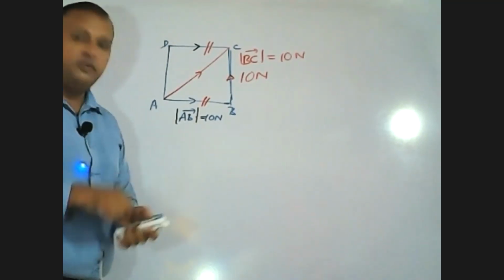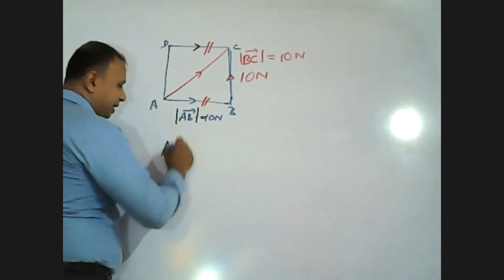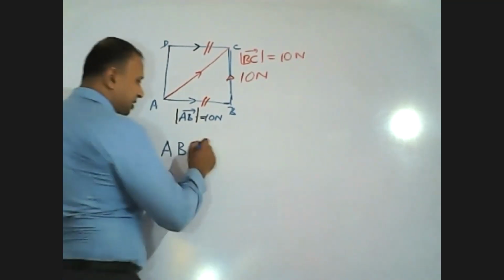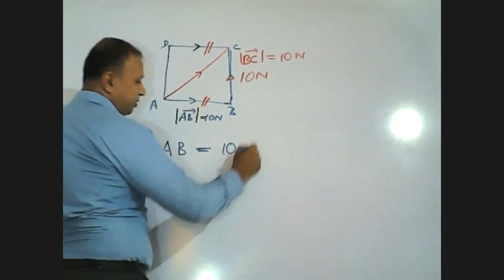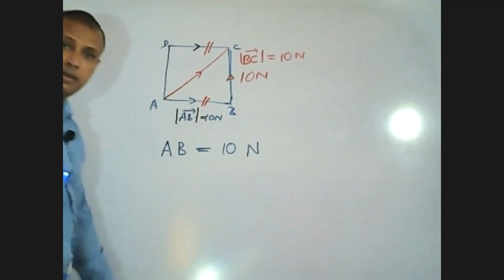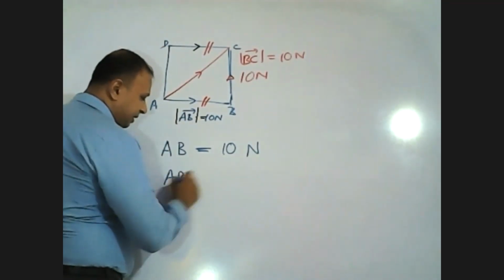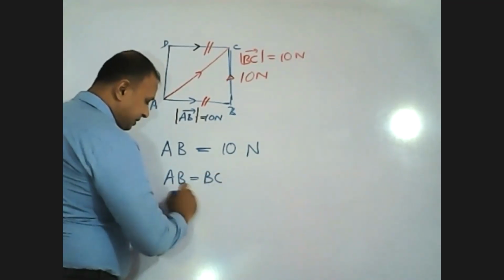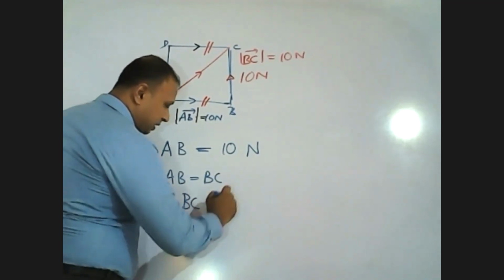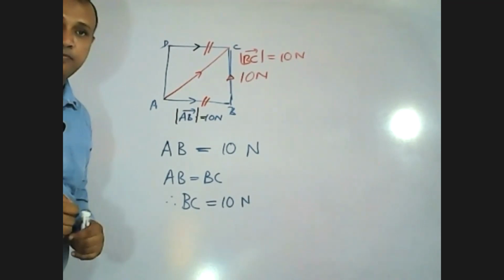Okay, we can write it as follows. AB length is equal to 10 Newton. Therefore, I can write AB length equals BC length. Therefore, BC length should be equal to 10 Newton too.